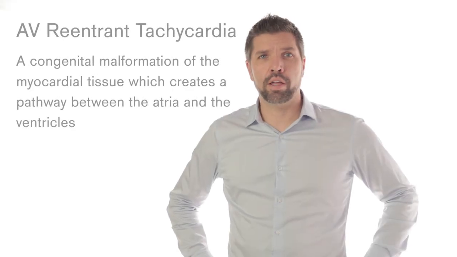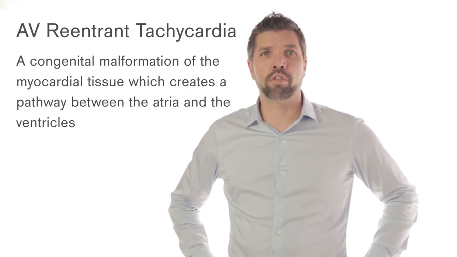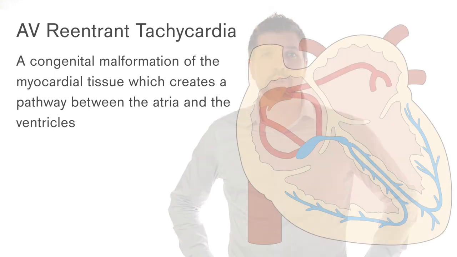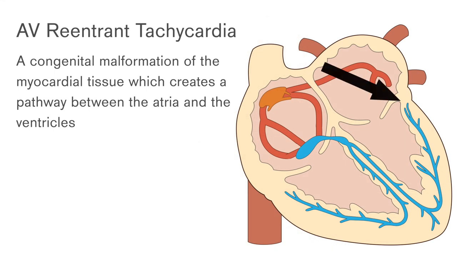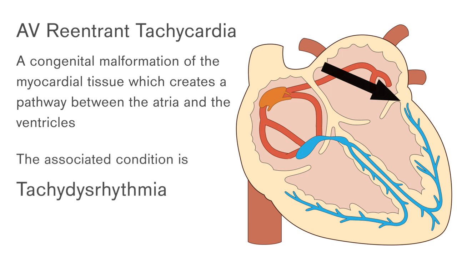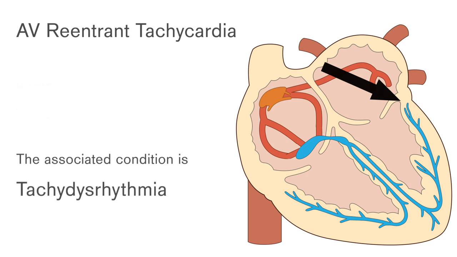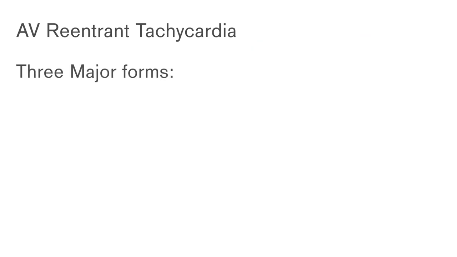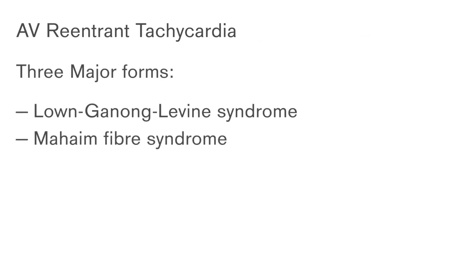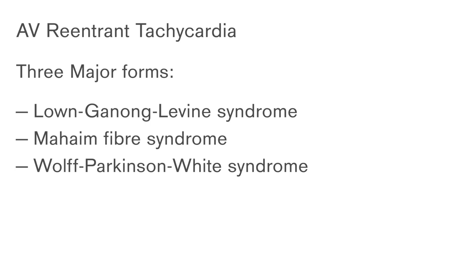AV reentrant tachycardia is a congenital malformation of the myocardial tissue, which creates a pathway between the atria and the ventricles. The associated condition is then called tachydysrhythmia. There are three major forms, Lown-Ganong-Levine, Mahaim, but the most common is Wolff-Parkinson-White.